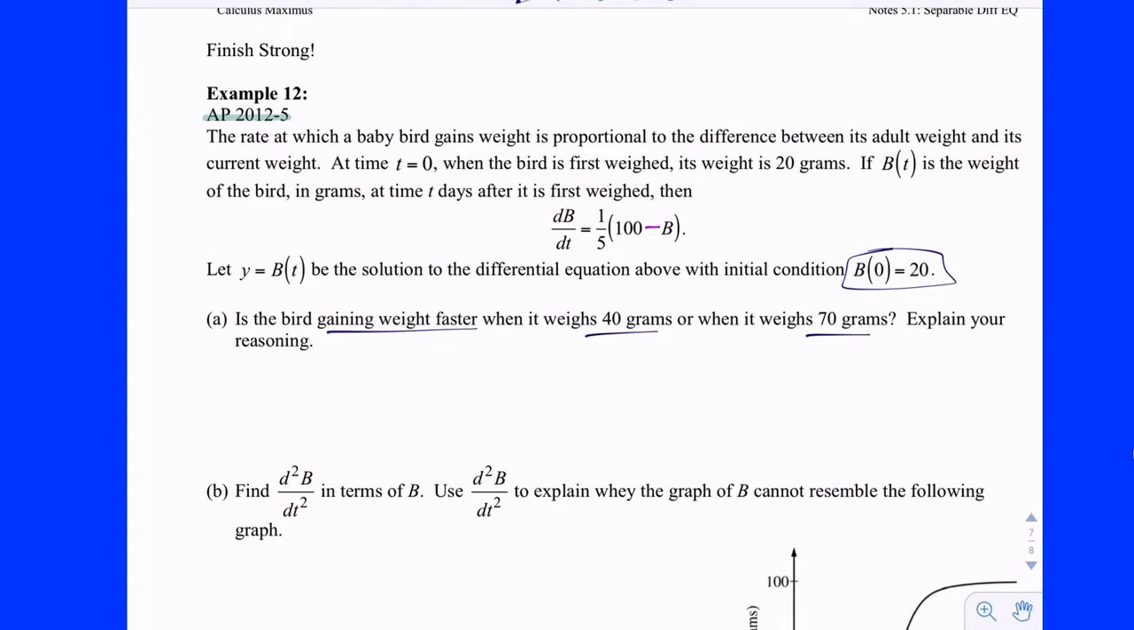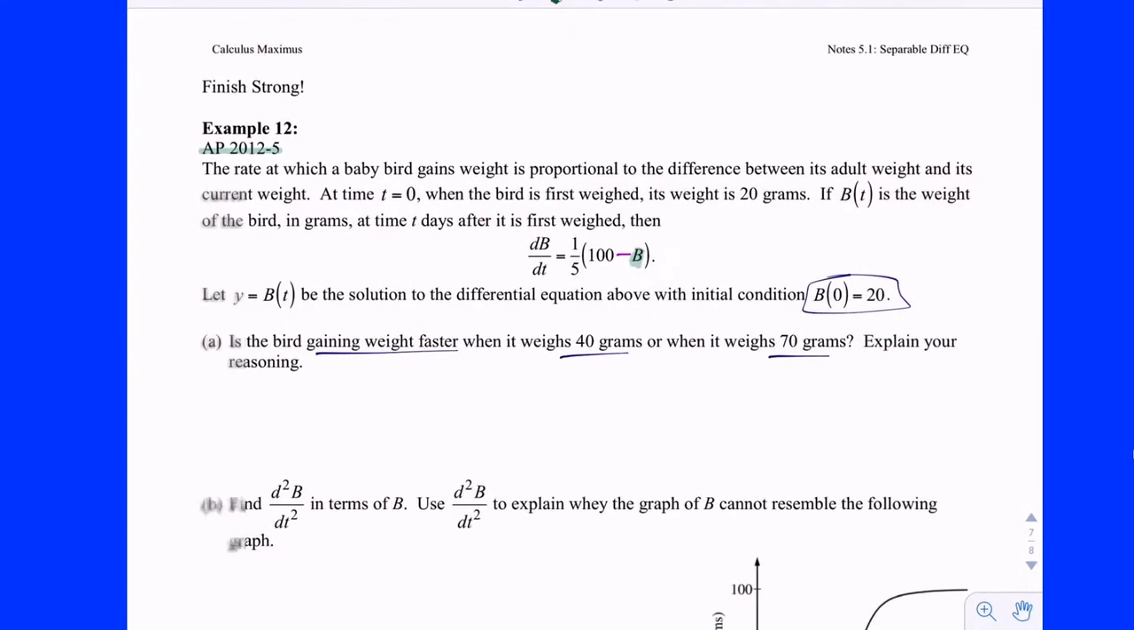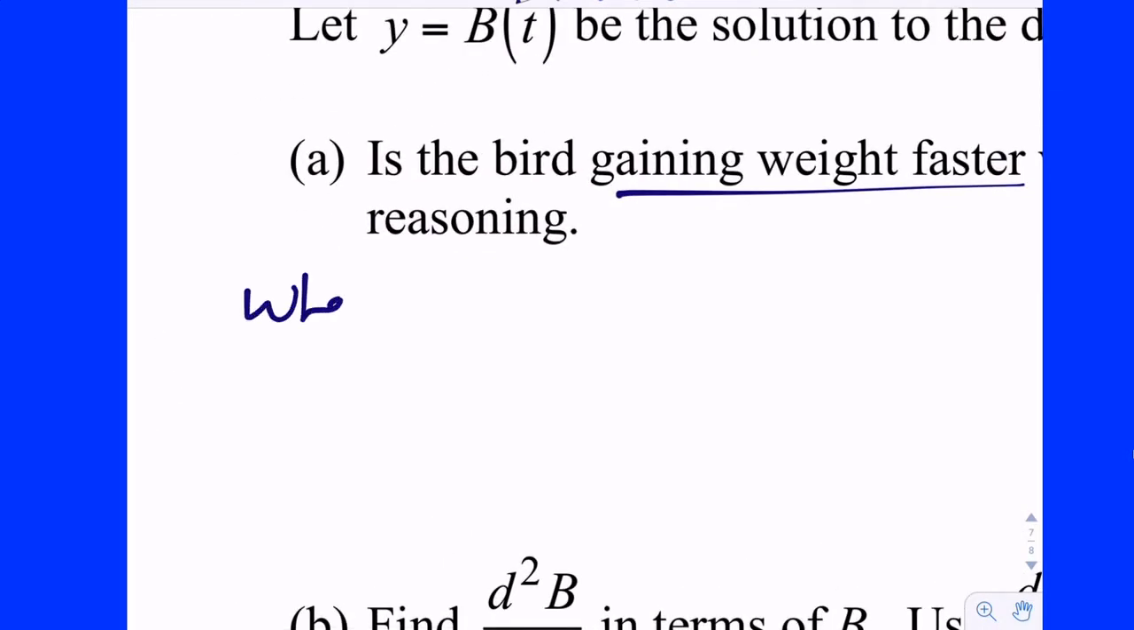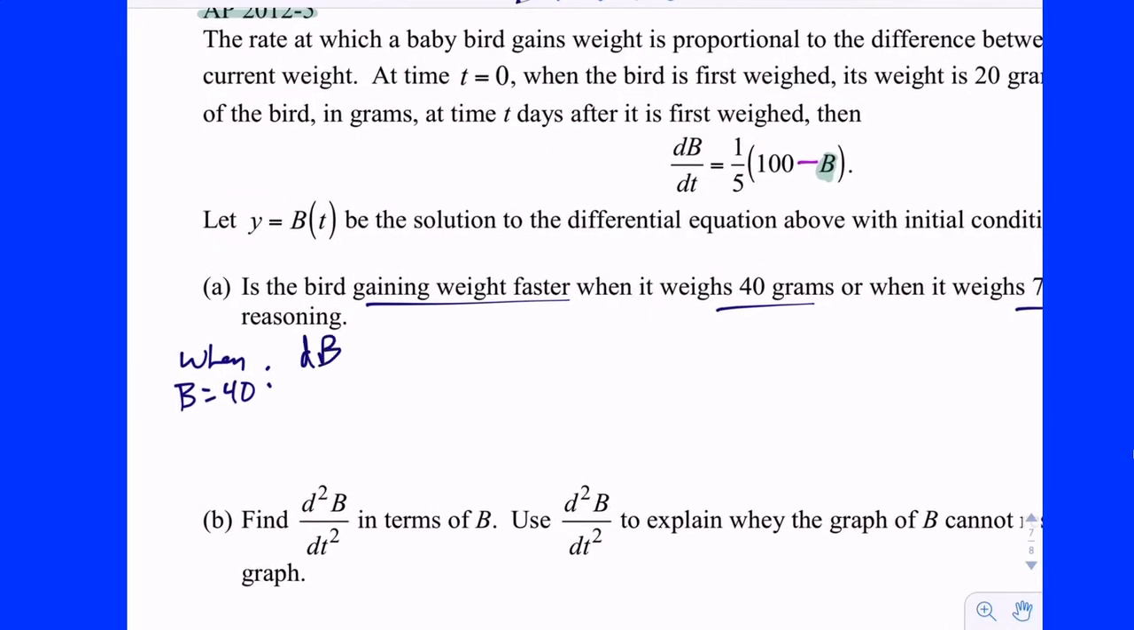Is there an equation that allows us to find how fast the bird's weight is changing? Yeah, it's called dB/dt. Now notice dB/dt is only a function of one variable. So you have the option here of saying when b equals 40, and you always want to signify that you're plugging something in. You could say dB/dt equals 1/5 times (100 minus 40). Now remember, on a free response, you don't have to simplify your numeric answer. But ultimately, we need to compare one number to another, do we not?